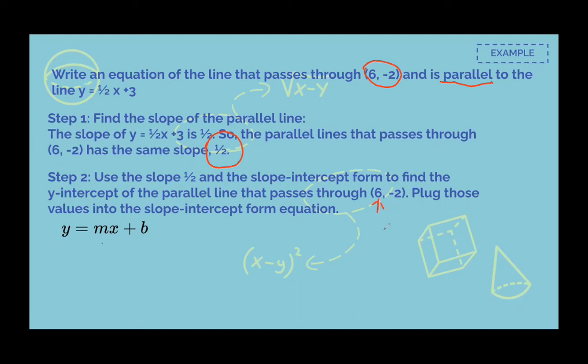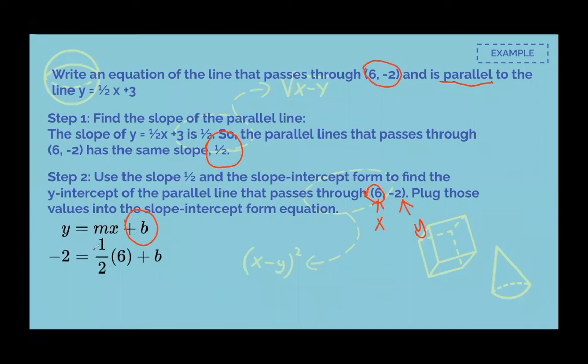So 6 will just be your x in your y equals mx plus b equation, and then -2 will be your y. Now the purpose of plugging these values into the slope-intercept form equation is to ultimately find your y-intercept, or b. Now you already have your y and mx to plug in, so go ahead and do that. Y is -2. That equals your slope 1/2 times your x coordinate 6.